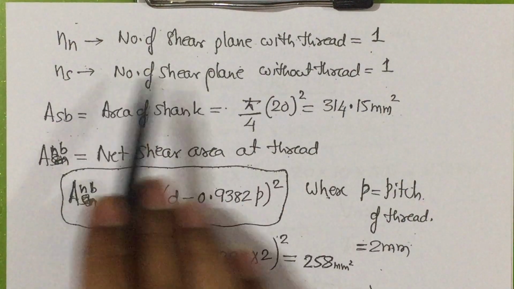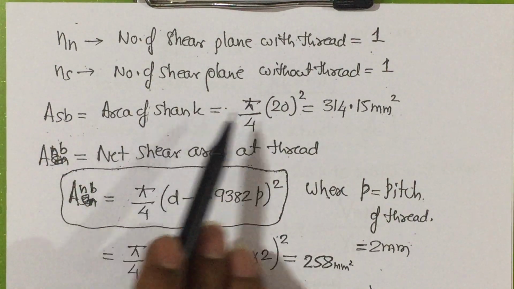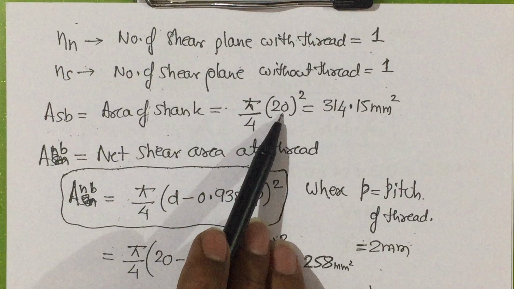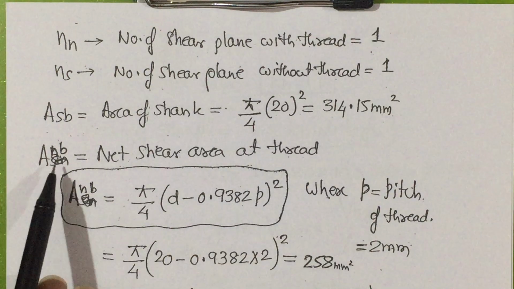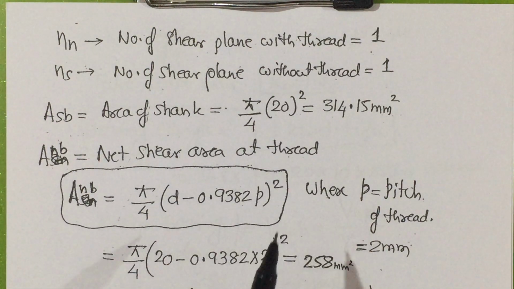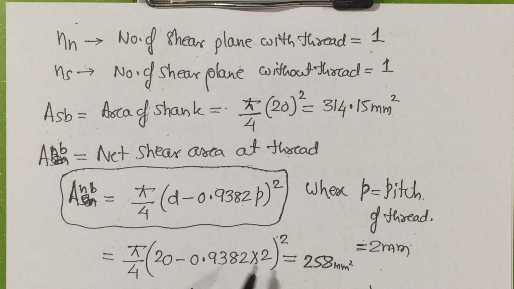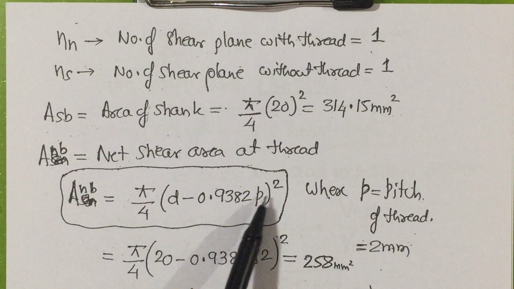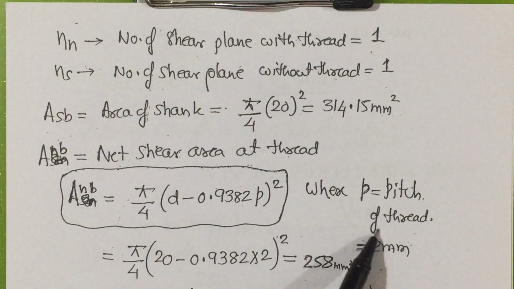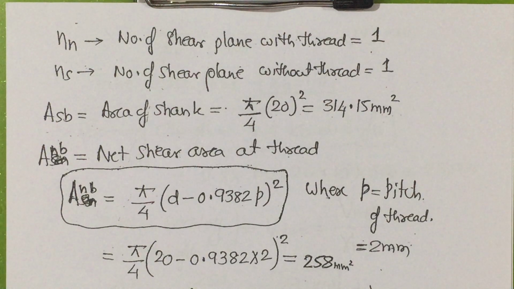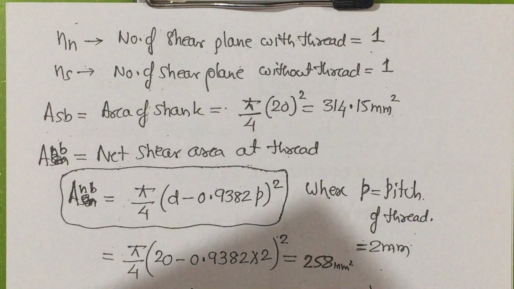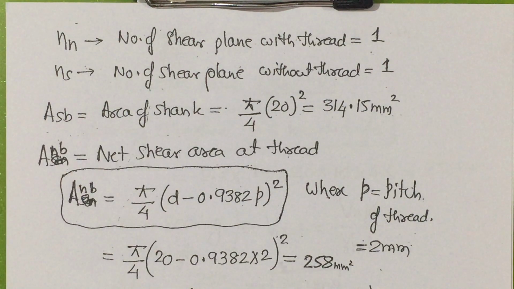Nn is equal to 1, Ns is equal to 1, ASB is given by pi D square by 4, where D is the diameter of the bolt. Then ANB, the net shear area at the thread, is given by pi by 4 into (D minus 0.9382 P) whole square, where P is the pitch of the thread. We are going to take the pitch of the thread as 2. So it will become 258 mm square.